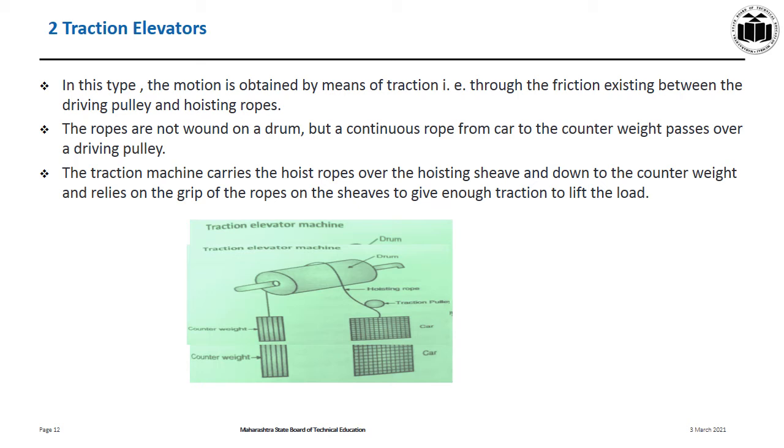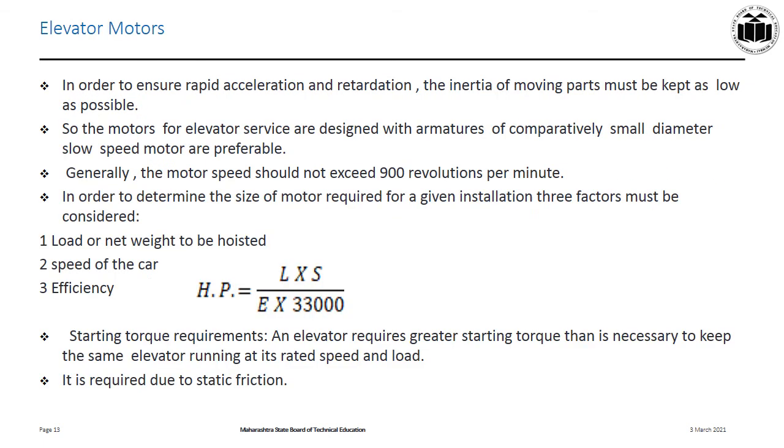This is the difference. Now the traction machine carries the hoist rope over the hoisting sheave and down to the counterweight, and relies on the grip of the rope on the sheaves to give enough traction to lift the load. This practice is followed in order to operate the elevator system.